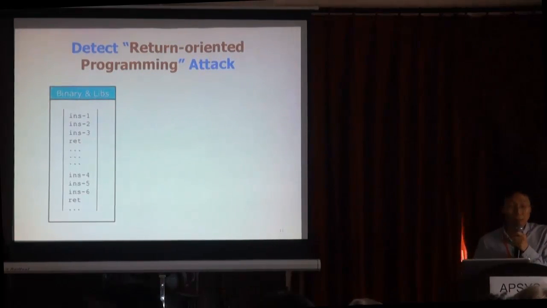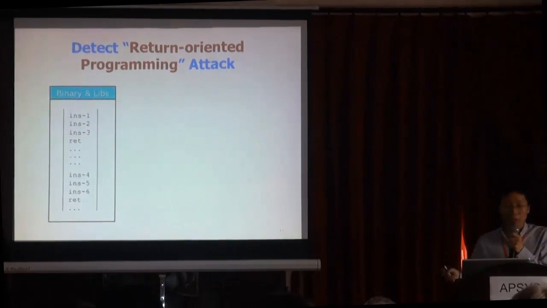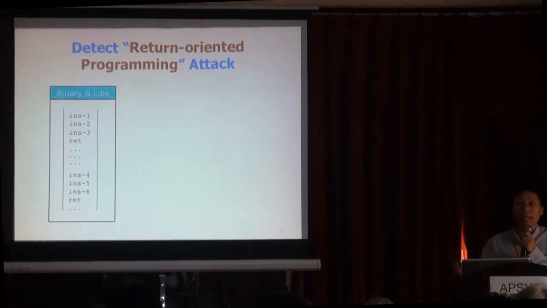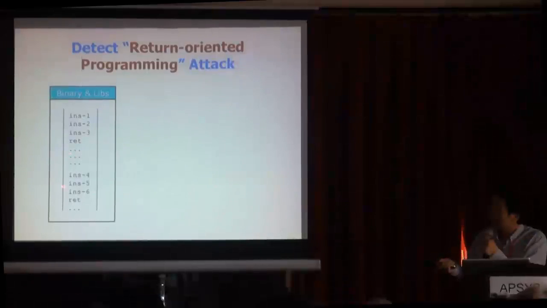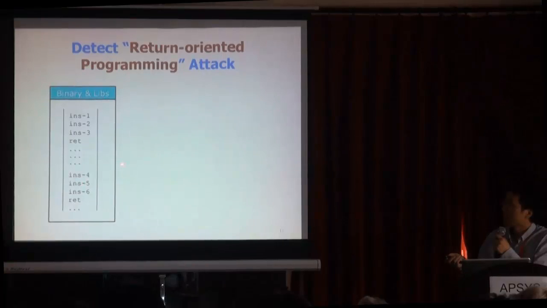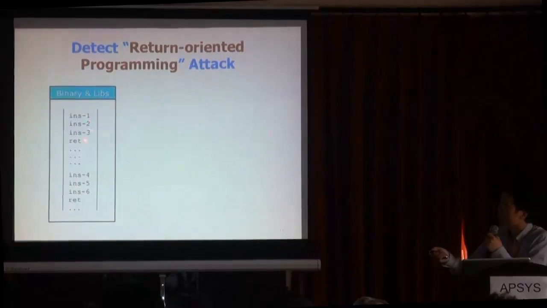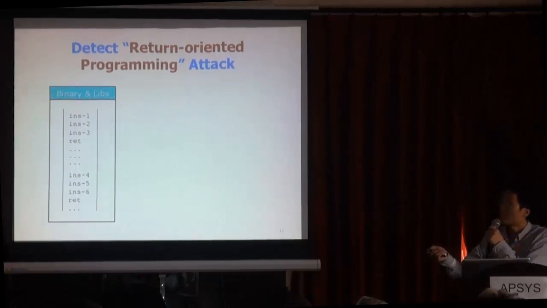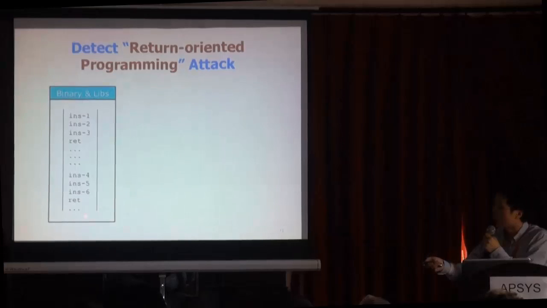Return-oriented attacks have recently emerged. The cool feature of return-oriented programming is that it does not require the attacker to inject shell code into a program. Instead, it reuses existing instructions in the code to form a shell code. For example, if the program is supposed to execute instructions 1, 2, 3 and then do a return, by forging a stack the attacker can jump into this and then execute instruction 5.